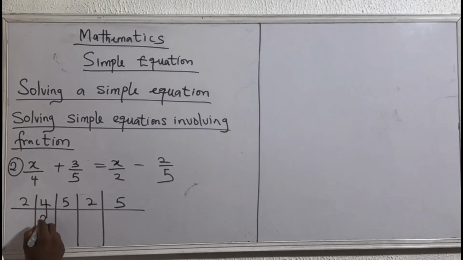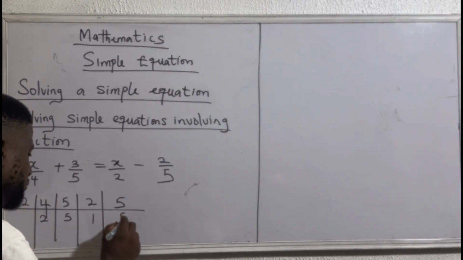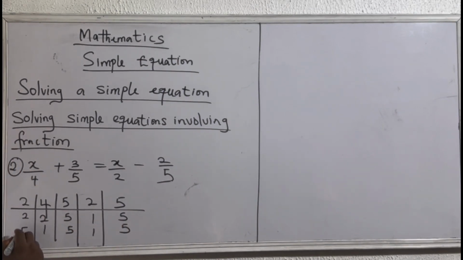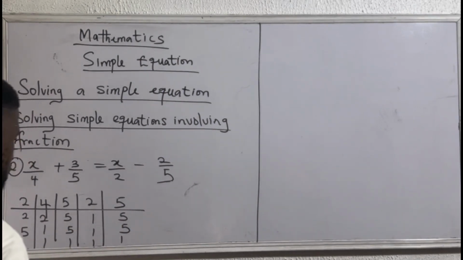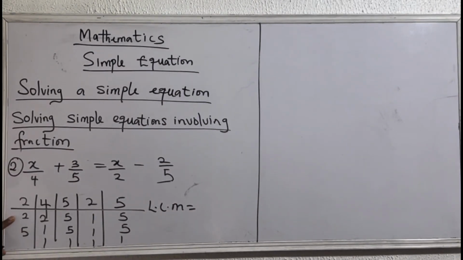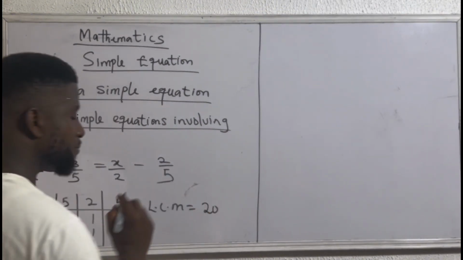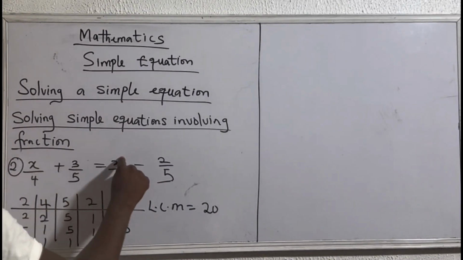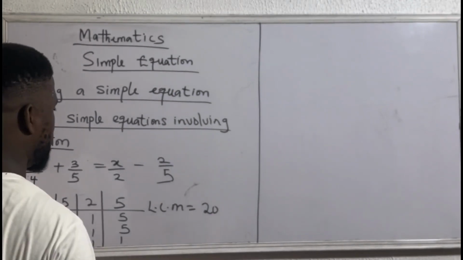2 first, we have 2, 5, 1, 5. Then 2, we have 1, 5, 1, 5. And then 5, we have 1, 1, 1, 1. So LCM is equal 2 times 2, 4, 4 times 5, 20. The next thing is to multiply all the terms by the LCM, which is 20.